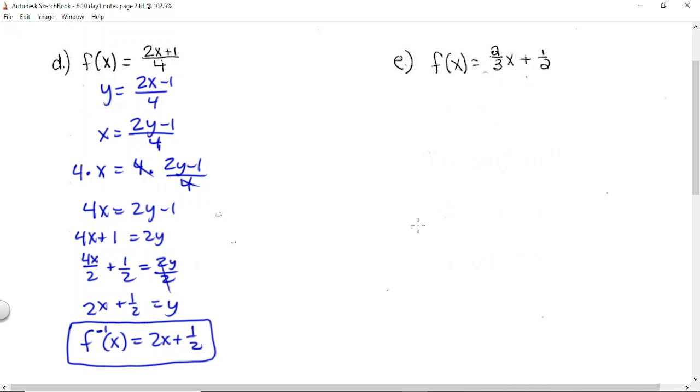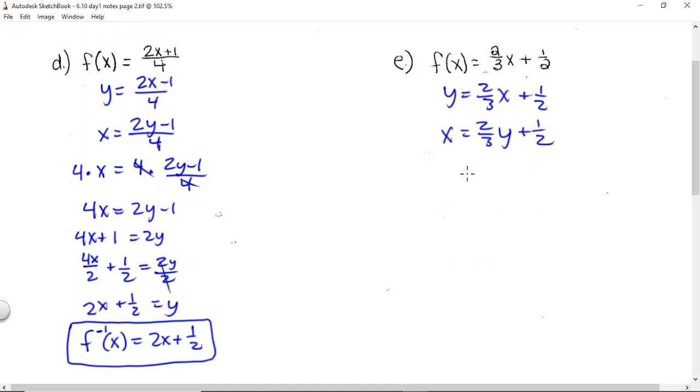Okay, one more. You know the drill by now. Replace f of x with y. Switch the variables. You write it exactly the same. Where you have y, you write x in its place, and where you have x, you write y in its place. Don't do anything fancier than that.